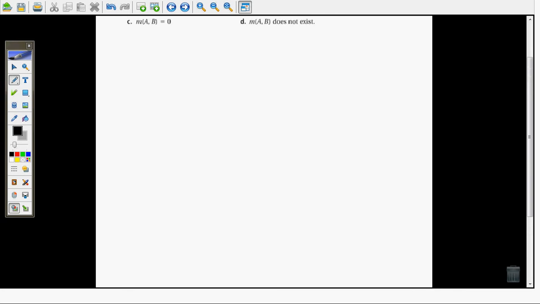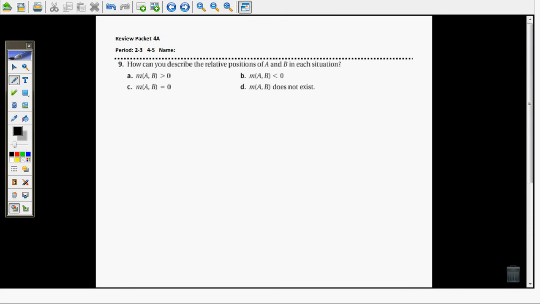The next problem. How can you describe the relative position of A and B in each situation? The slope between A and B is a positive number. That means the line will go up like that. For part b, this says m of A comma B is less than 0. That means the slope between A and B is negative. So how would that line go? That's the question.